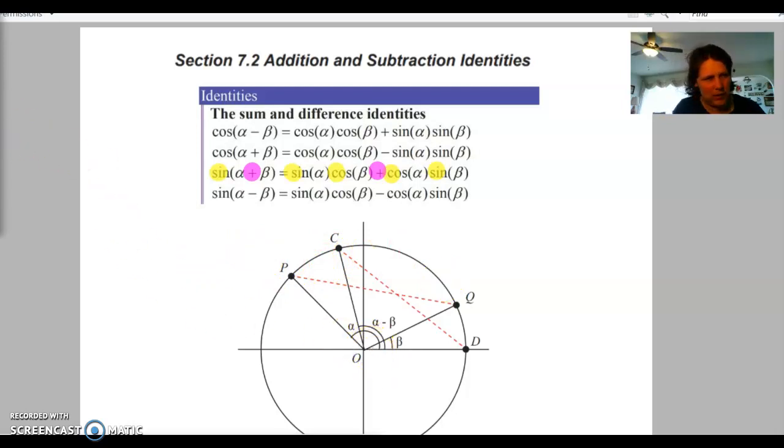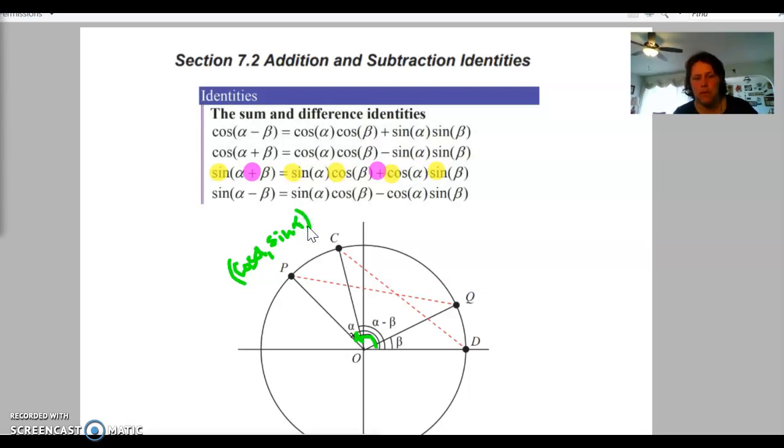Okay, so now I want you to look at this picture down here. What we have is two triangles. Where we started with this picture is the angle alpha. The angle alpha is this full interior angle, starting at the x-axis and going all the way around to P. That is the angle of alpha. So if we wanted to write the value for the point P, P would be cosine alpha, sine alpha.